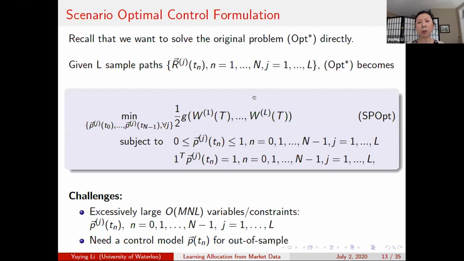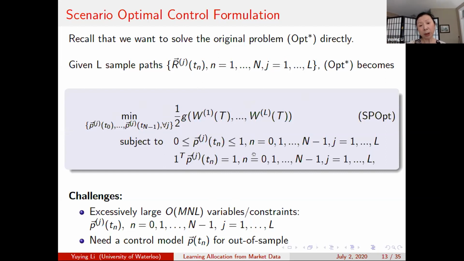stochastic control problem, when we use the training data set, becomes this finite dimensional scenario optimization problem. Well, we can try to solve this, but this is going to be hard because the number of optimization variables will be proportional to the number of assets, the number of rebalancing times, and the number of scenarios I have. So this is a huge optimization problem, right?